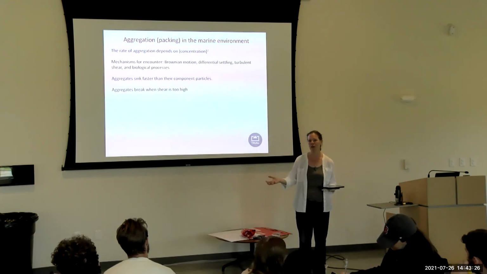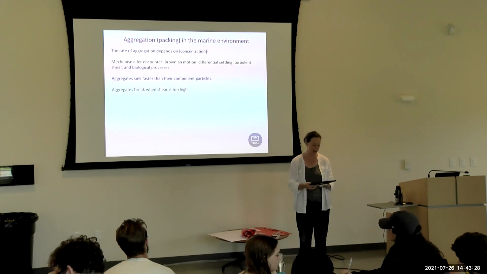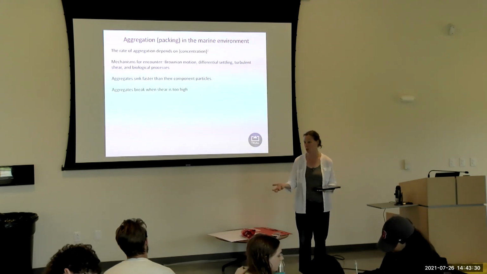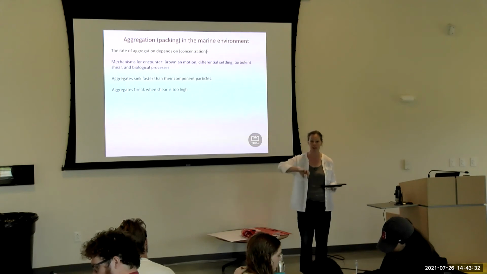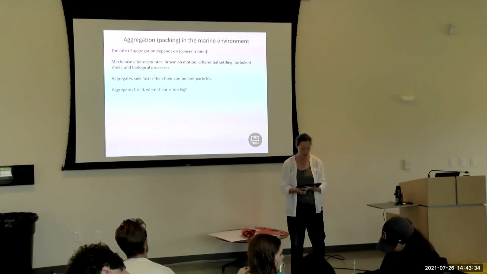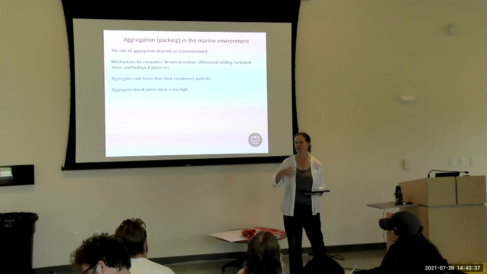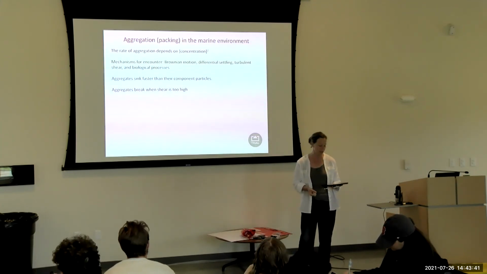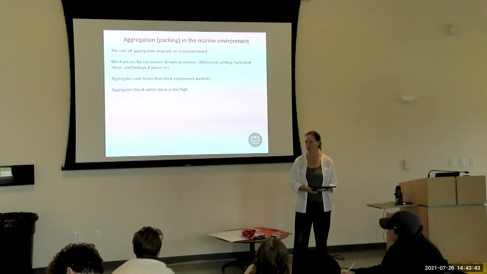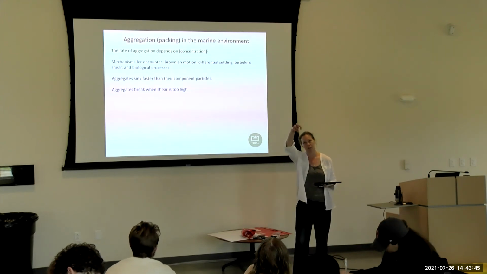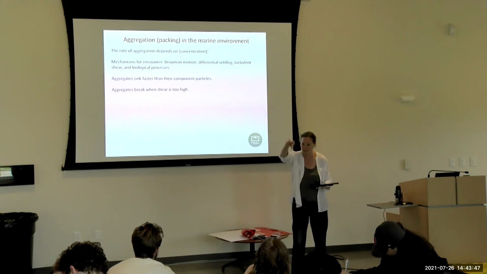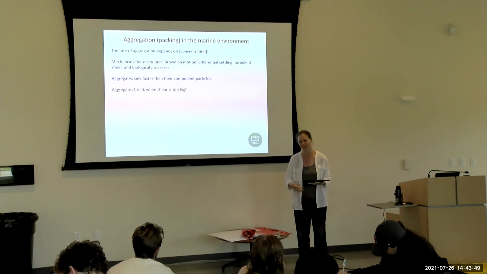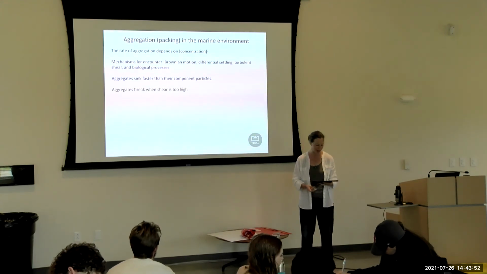Aggregates are going to form, and the rate of aggregation will depend on the concentration squared, because you have to have primary particles encountering each other. They can encounter each other at very small scales through Brownian motion, and at larger scales through differential settling. So if one particle is falling slow and another particle is falling fast and runs into it, right? That would be the very simple description of that.